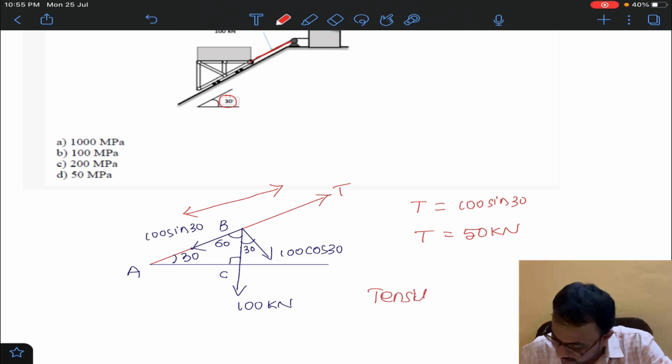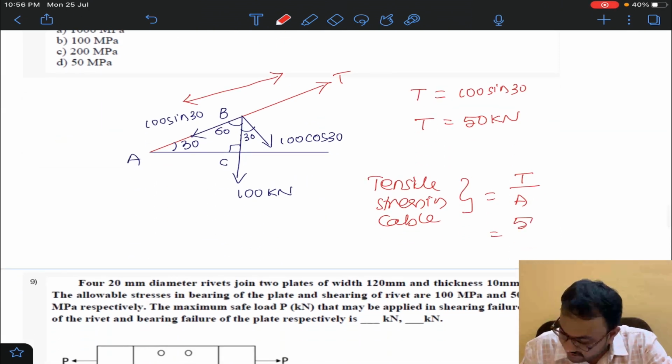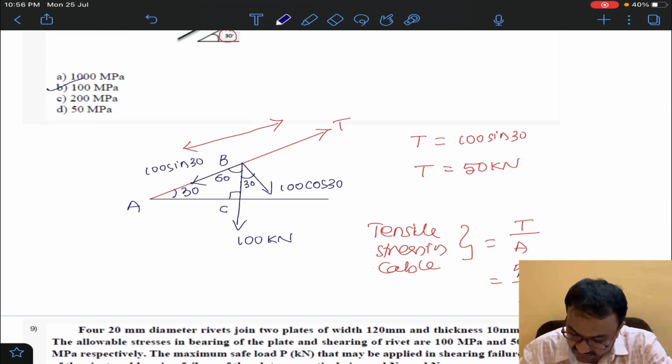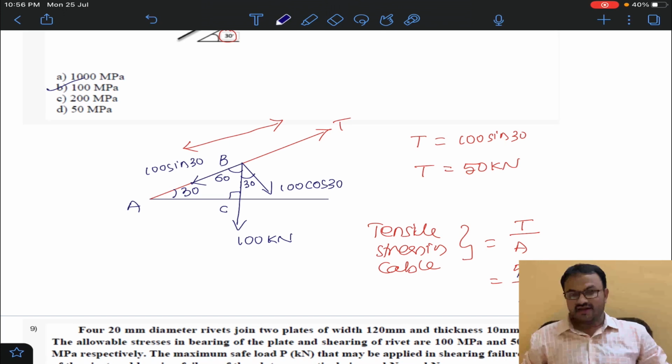Okay, now what is the tensile stress? Tensile stress in the cable is equal to T divided by area. How much is T? 50 kilonewton, and area is equal to 500. In place of kilo, K, I am writing 1000. How much is the value that I get? It is 100 MPa. Clear? So what is the option? Option B. Clear?